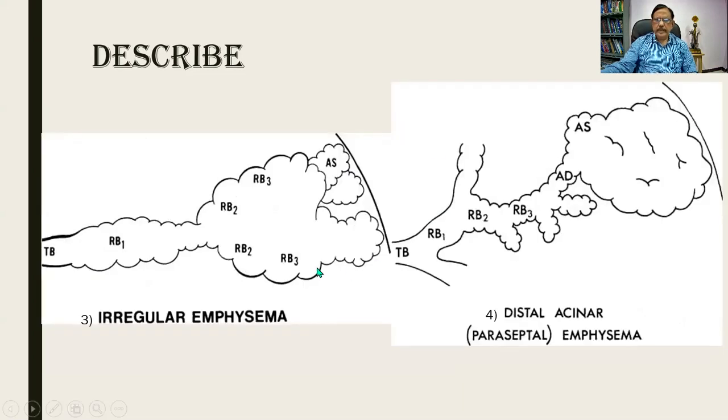In irregular emphysema, there is a central portion that is affected, and part of the distal portion, but the remaining is normal. So it is irregular. It is neither centriacinar nor panacinar. And distal acinar goes to the edge of the lung. So the distal part is affected. It is also called paraseptal emphysema.